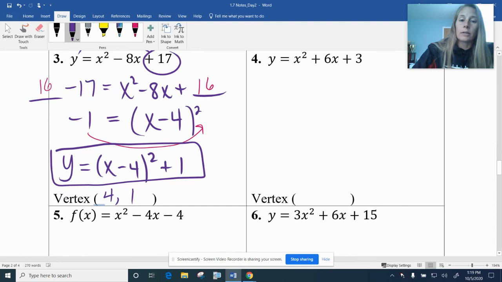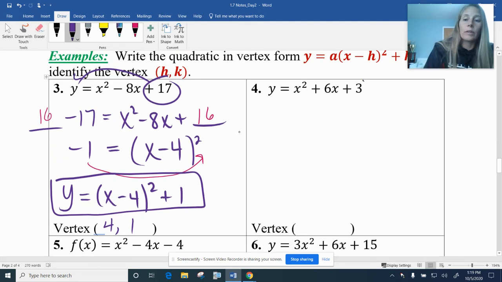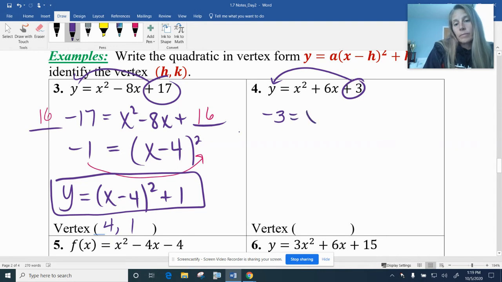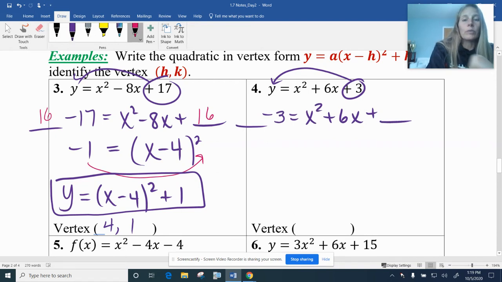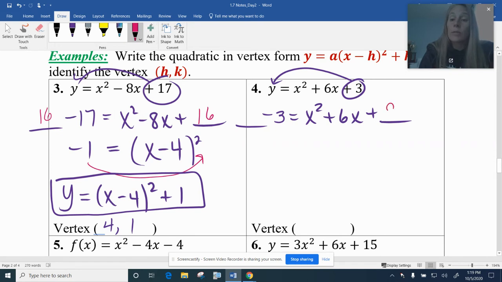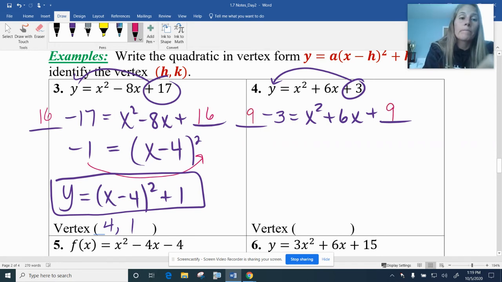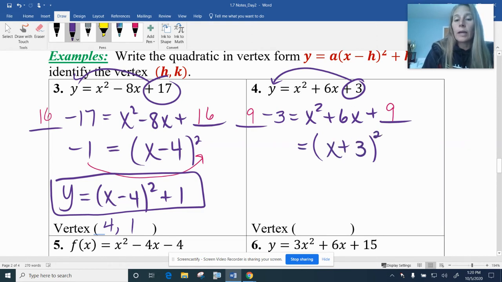All right, next one. We're moving the 3 over to the other side. x squared plus 6x, and then we have to figure out what number goes in for my c. So half of 6 is 3, and 3 squared is 9. So now I can factor my trinomial into a square of a binomial, and 9 minus 3 is 6.